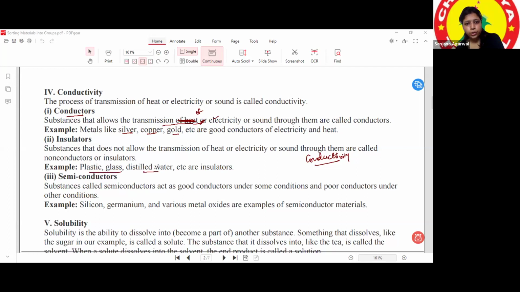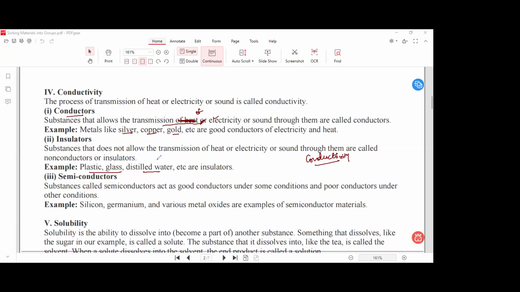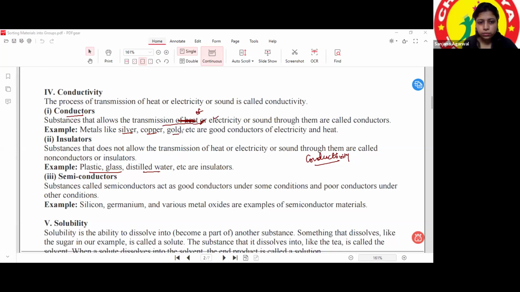and distilled water. Normal tap water, sea water, any water which has salt in it, or mineral water is a good conductor, because those minerals, that salt, those impurities in the water make it conducting. But distilled water is free of any impurities, free of minerals. So distilled water acts as an insulator. Got it? Everyone, any doubt you want to ask? No? Now, third category, semiconductors.